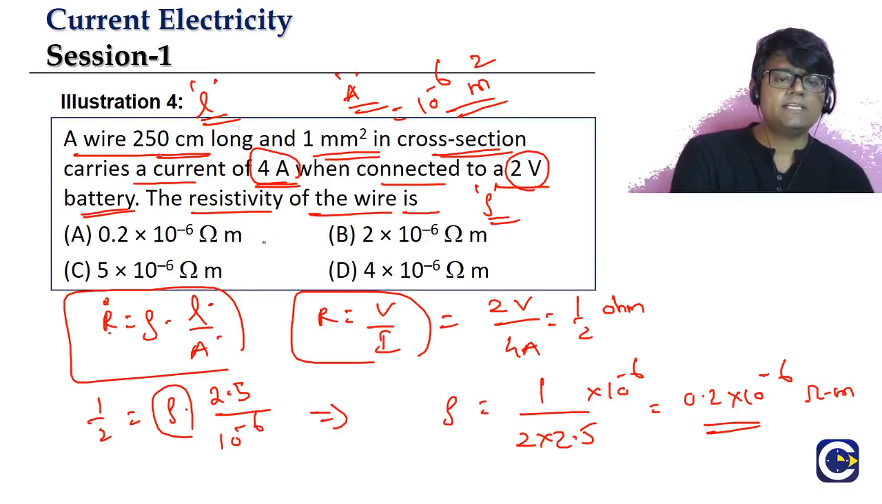What is the answer for this question, guys? Okay, what is the answer? 0.2 into 10 power minus 6 ohm into meter. Clear? I think some of us are able to get the answer.